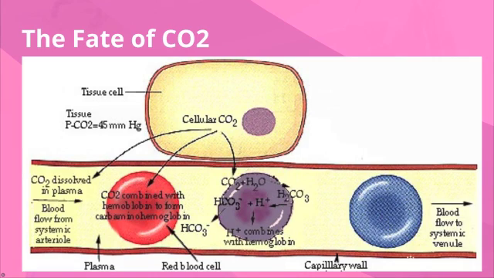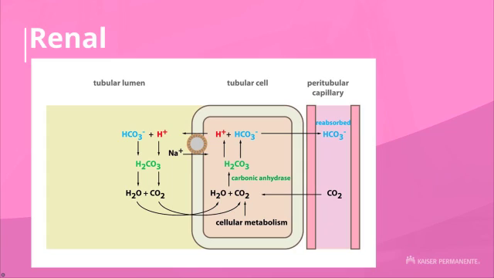CO2 travels in our body mostly in 3 different ways. So as the blood goes distally to the tissues through the capillaries, there's 3 ways that CO2 leaves the tissue and goes into our bloodstream. Look what happens to the bicarb.